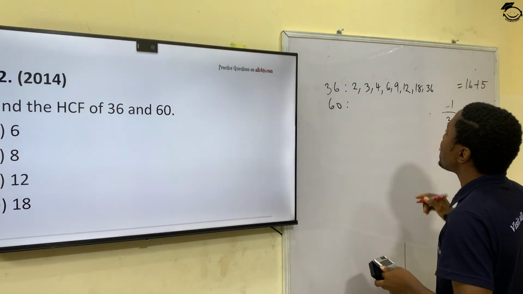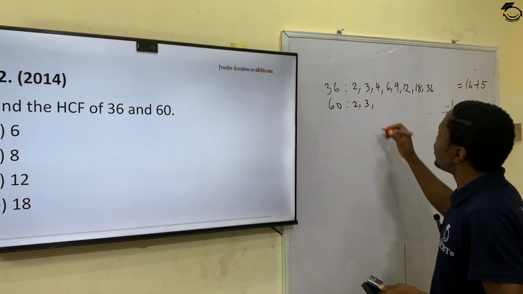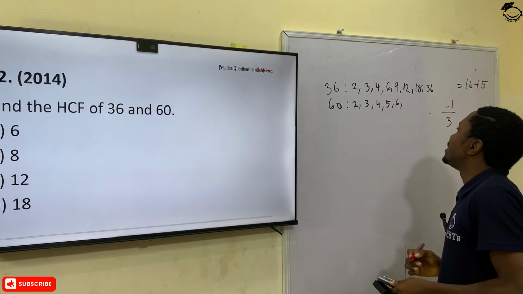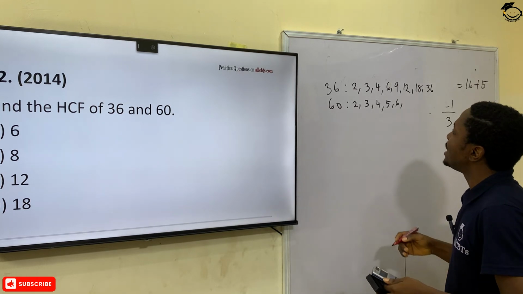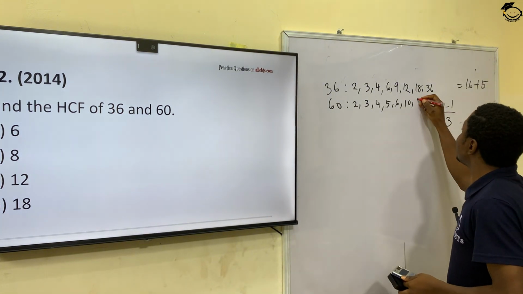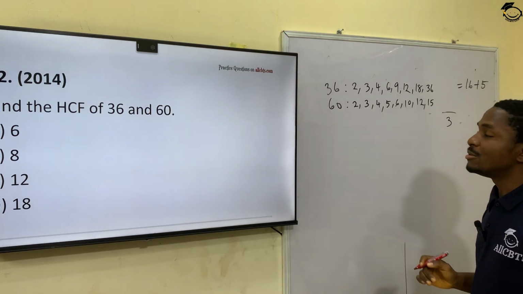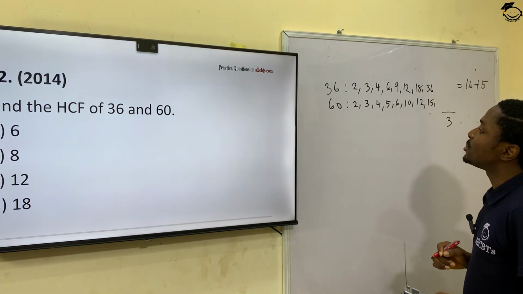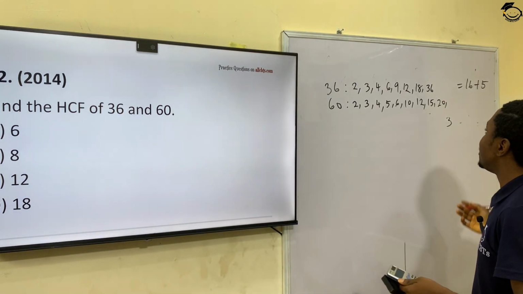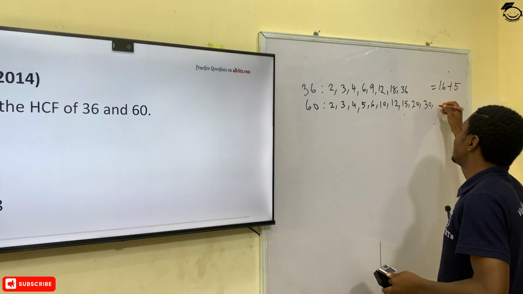What about 60? You have 2, 3. Of course, 4 will go, and 5, and then 6. 9 will go, and then 10, and then you have 12. Then you have 15, then you have 20, then 25 will go, then you have 30, and then you have 60.